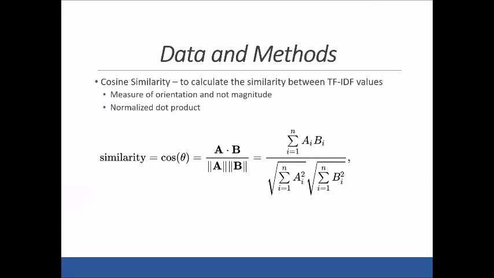Okay, finally, we move on to the cosine similarity. It is used to calculate the similarity between the two TF-IDF vectors. It is a measure of orientation and not magnitude, which is why it performs particularly well in our case, where we don't want to give a large weight to a word that may appear very frequently. It is also known as a normalized dot product.